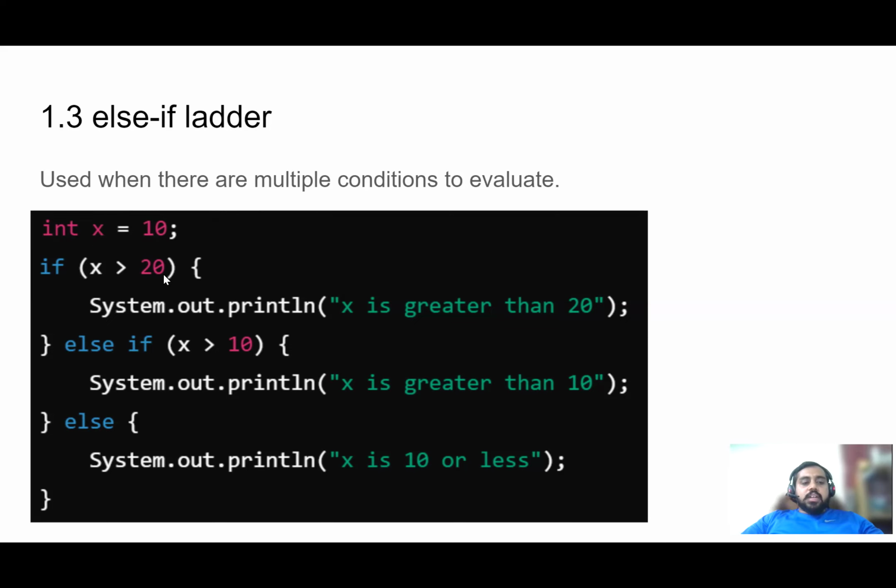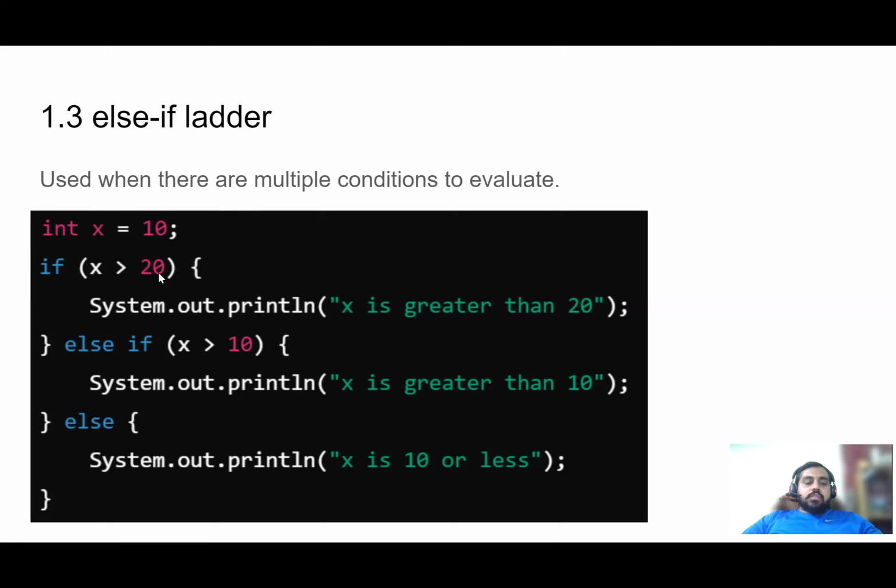If x is greater than 20, the first block will execute. Else if x is greater than 10, the second block will execute. If these two conditions are not met, obviously the else block will get executed. In our case, x is equal to 10.